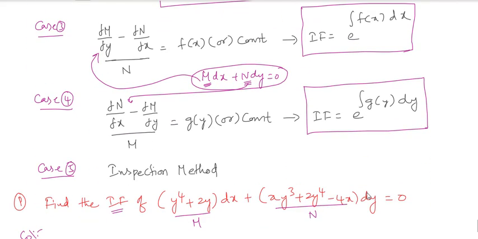Then you can tell directly that the problem is applicable to either case 3 or case 4. Particularly, whether it is case 3 or case 4, you need to check whether the terms containing M are more or the terms containing N are more. If you check here, the terms of N are more, so you have to apply case 4: (∂N/∂x minus ∂M/∂y) by M is equal to g of y. If you have that g of y, then your integrating factor will be e to the power of the integral of g of y dy. Clear or not? That is the particular strategy here. So try to solve that.